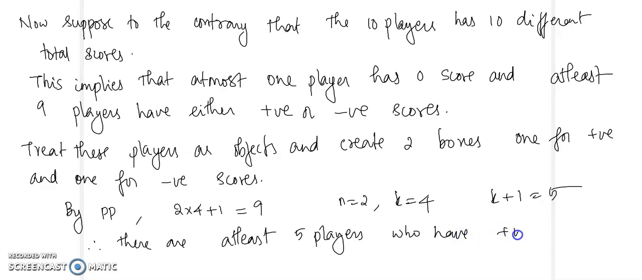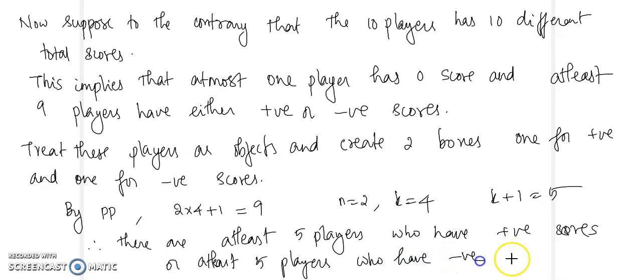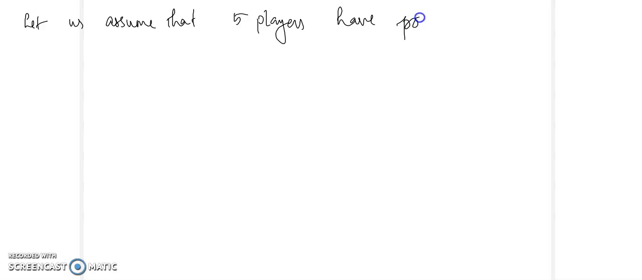So there are at least 5 players who have positive scores, or at least 5 players who have negative scores. Now let us assume that 5 players have positive scores.